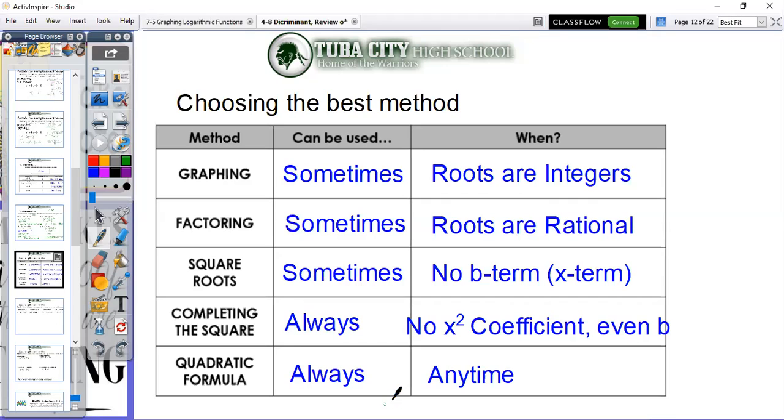And then the next one is going to be factoring. So when do you use factoring? Well, sometimes you can just look at it and say, okay, that looks like I can factor it. But this is after finding the discriminant. So once you find the discriminant and you notice that your roots are rational, then that's probably the best time to use factoring, when you have 2 rational roots.